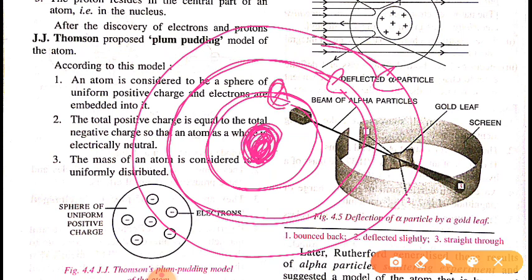Whatever negative charge is present in the electrons and whatever positive charge is present in the nucleus balance each other. That is why he said that the number of protons and electrons are equal in a neutral atom. Since the number of electrons and protons are equal in a neutral atom, the negative charge of the electrons and the positive charge of the nucleus balance each other.